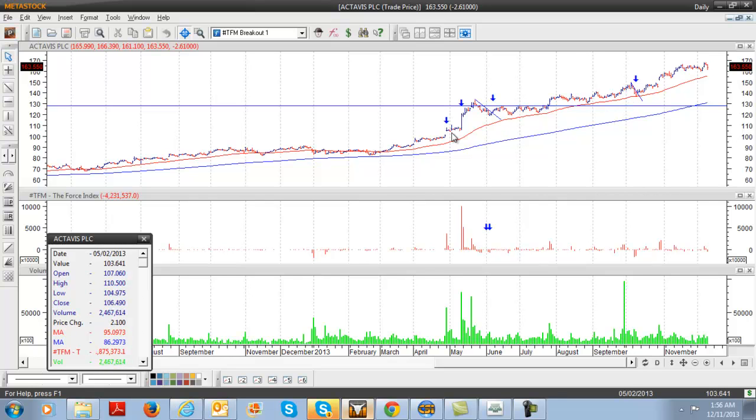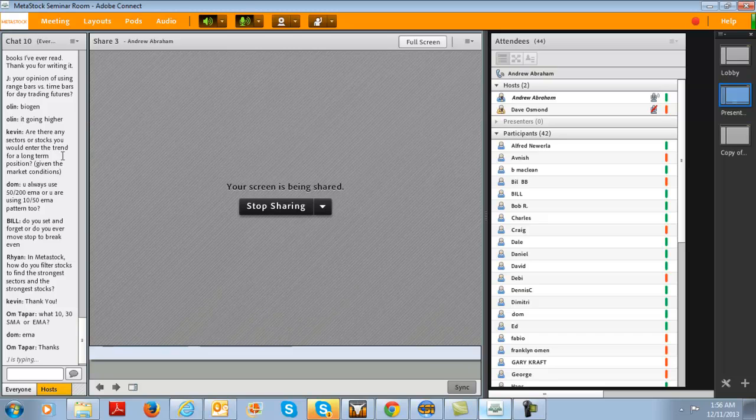And the other thing too is I can scale out at times. If I have a big move, and let's say I bought it here, and it's at 90 and it pops to here, I'll take some chips off the table and then maybe add some more again here to mitigate my risk. There's no magic to it. Let's jump back to here with more questions. Do I ever forget to move a stop or break even?